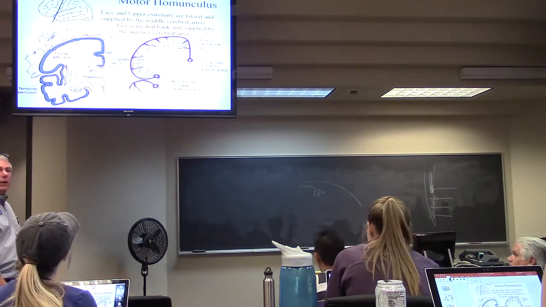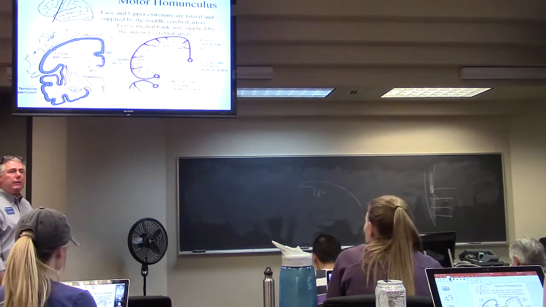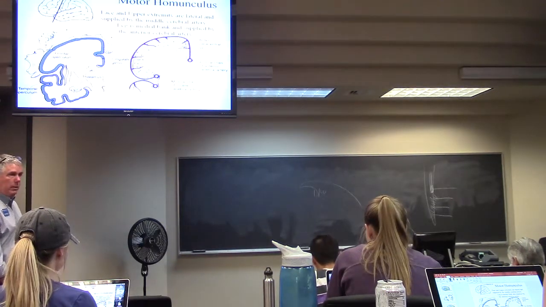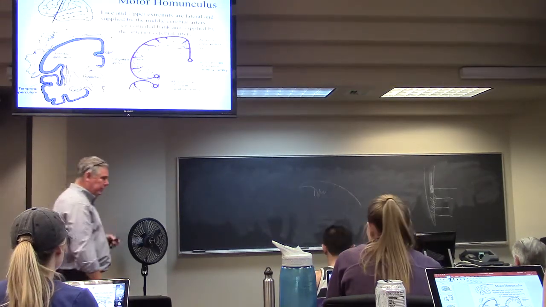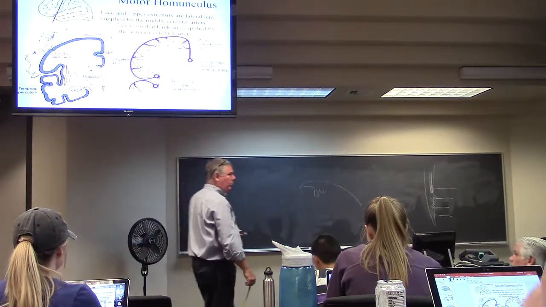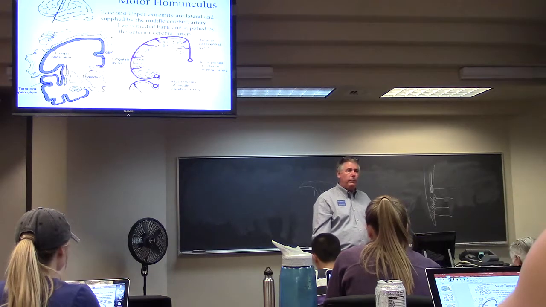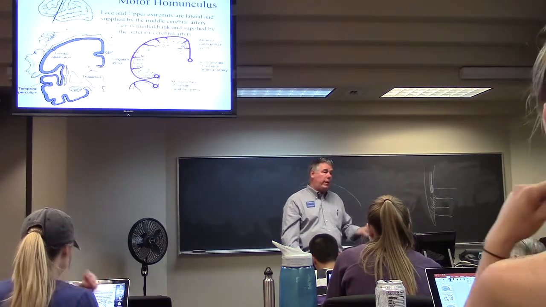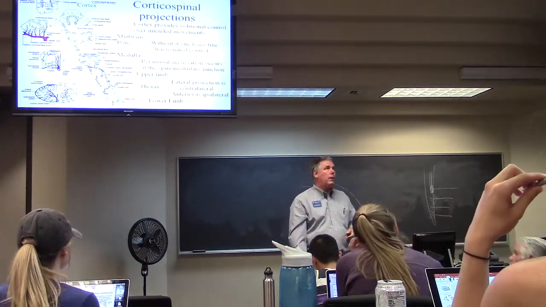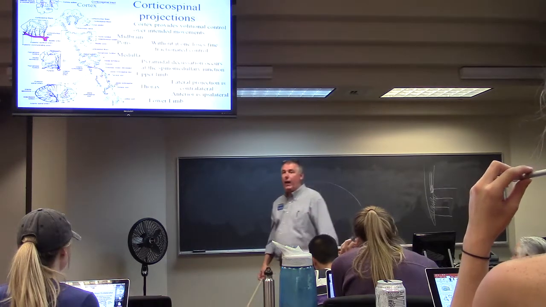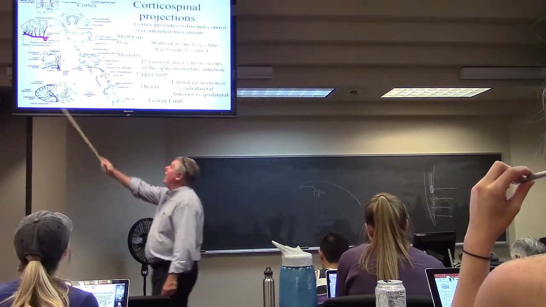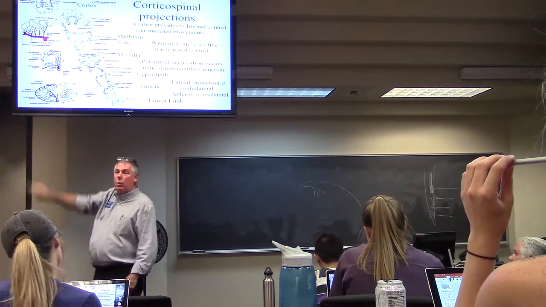So what we're talking about here is the corticospinal tract. This is area 4. Brodmann's area 4 is the motor area. Brodmann's area 3, 1, 2 is the sensory area. I don't know why they don't call it area 1, 2, 3. They just don't. This is the corticospinal tract. It leaves the cortex according to the homunculus.